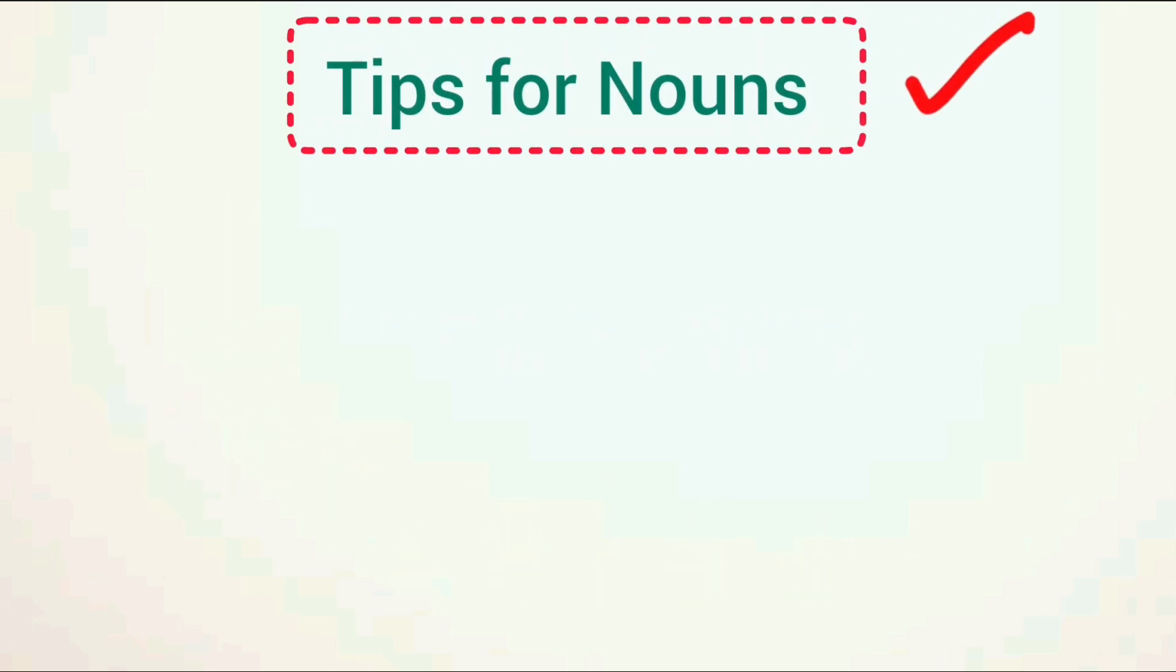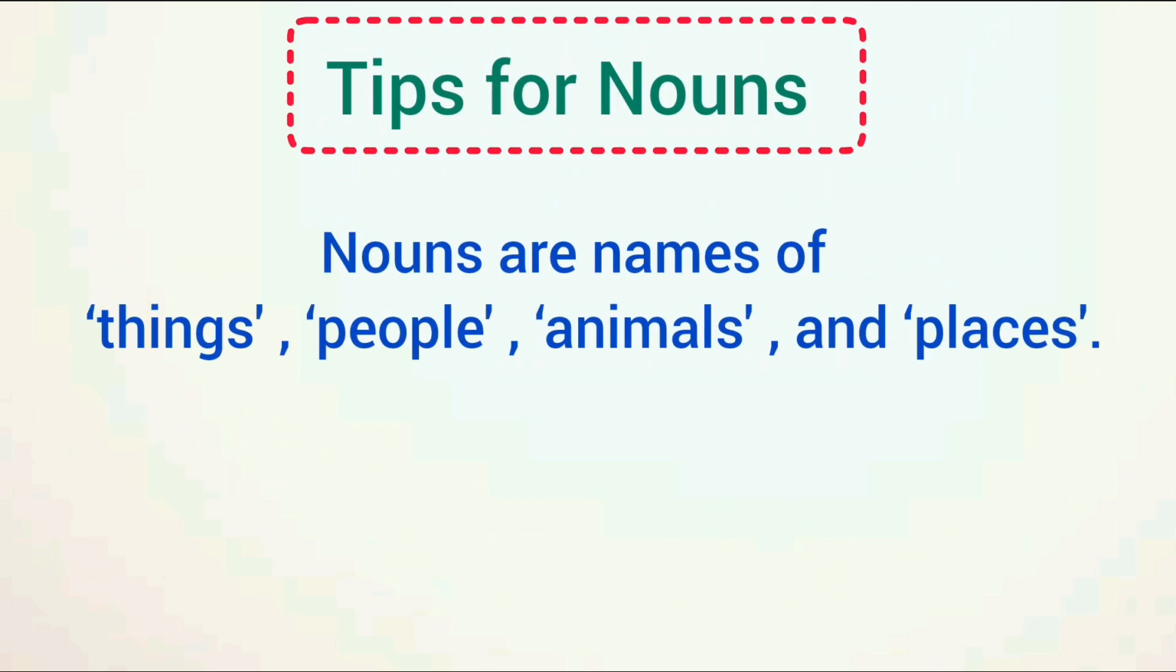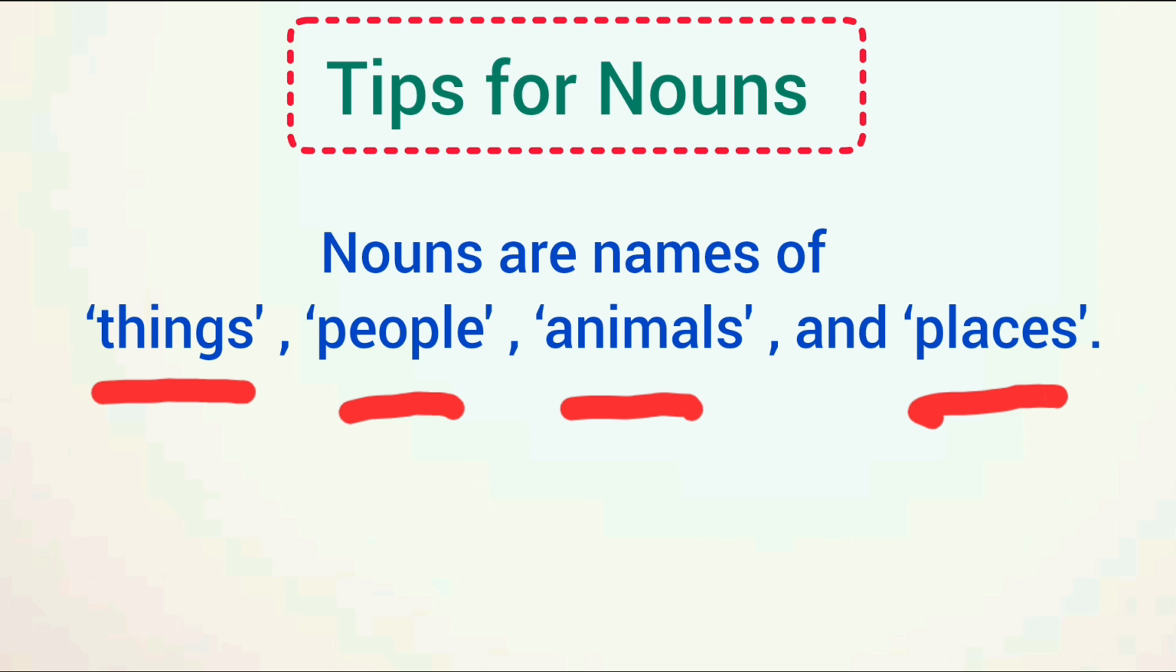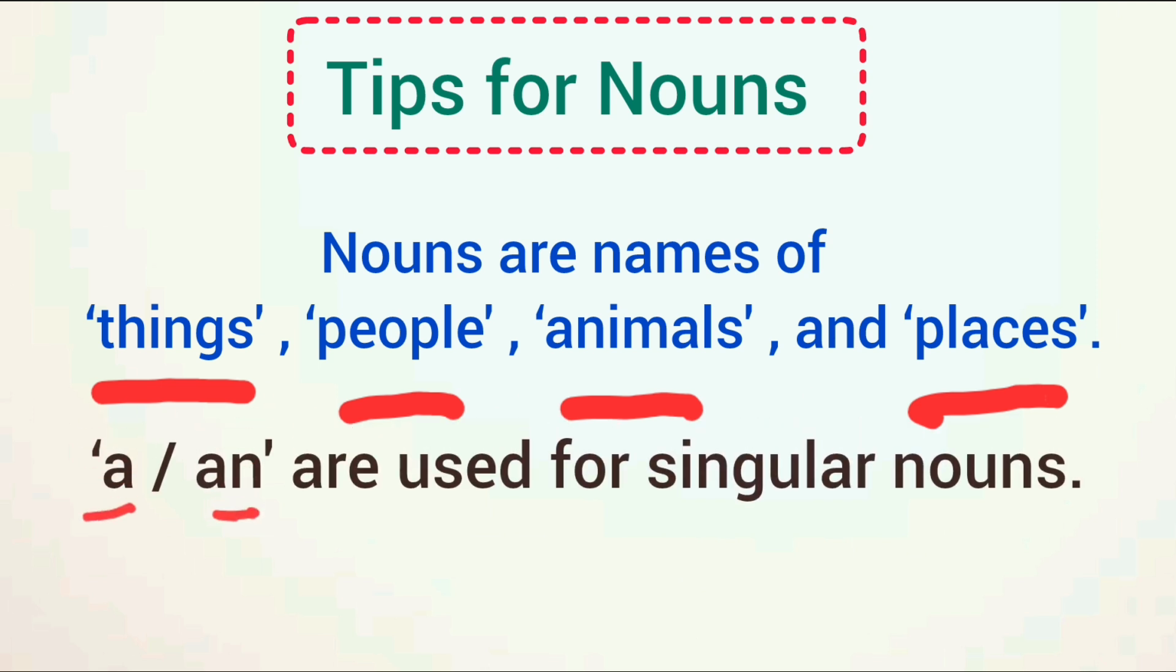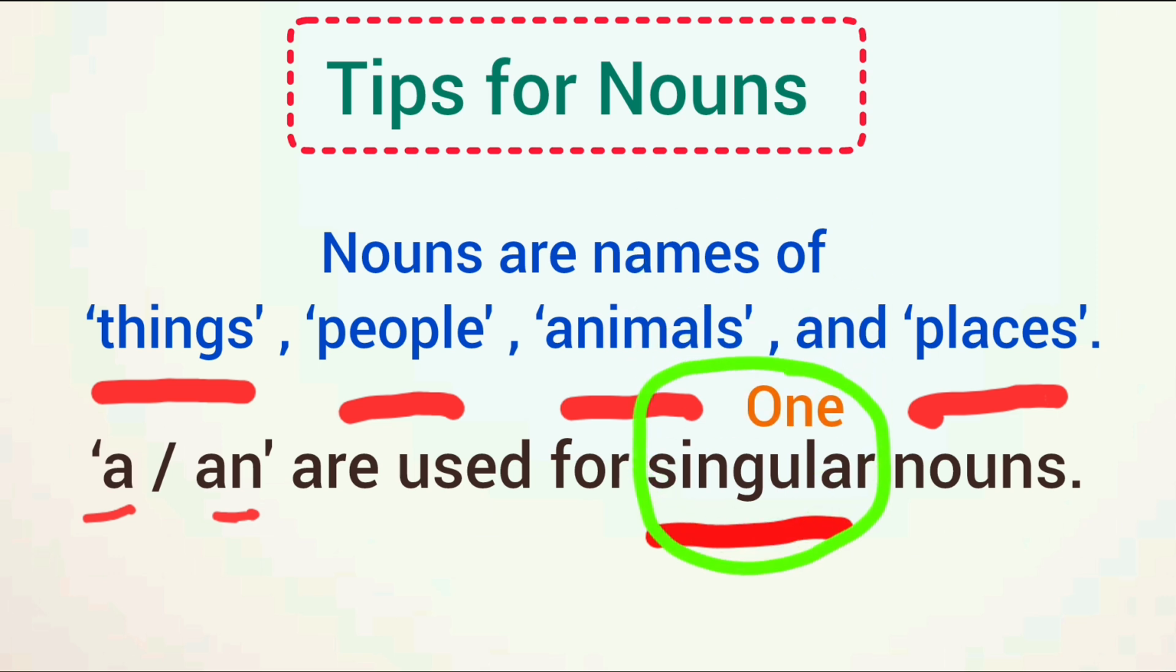Tips for nouns. Nouns are names of things, people, animals, and places. A and an are both used for singular nouns, meaning one noun.